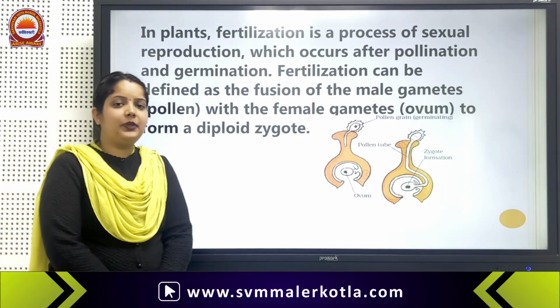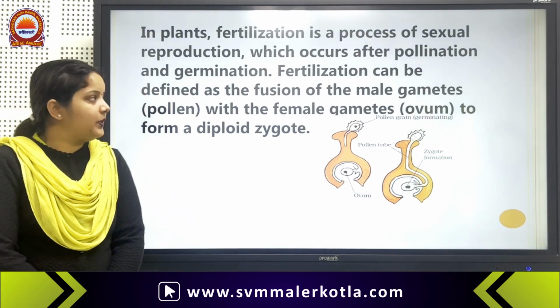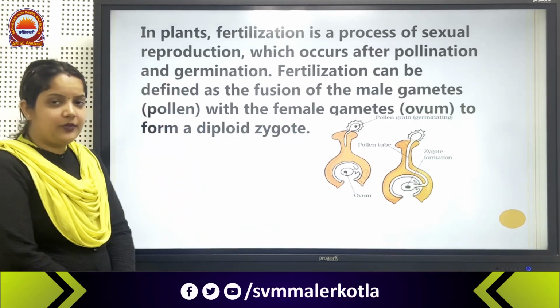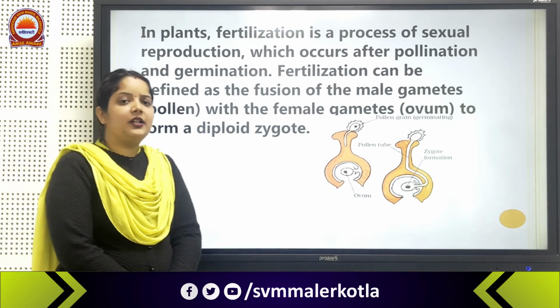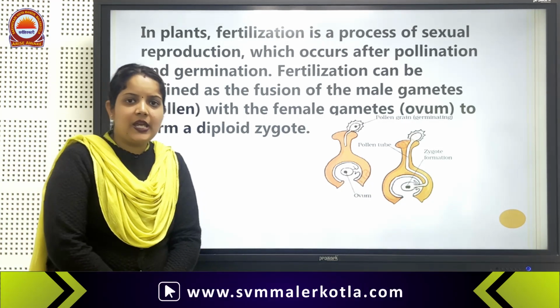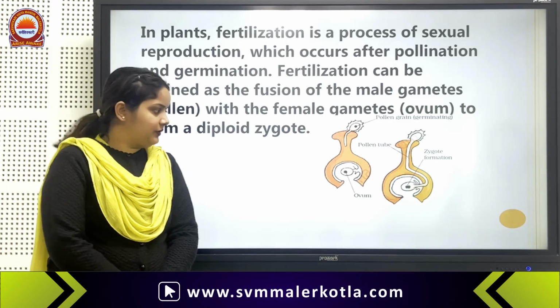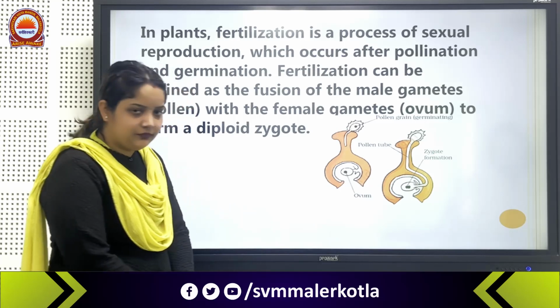Then in the plants, fertilization is the process of sexual reproduction that occurs after pollination. Fertilization can be defined as the fusion of the male gametes and the female gametes to form a zygote. So here the process of fertilization is shown.